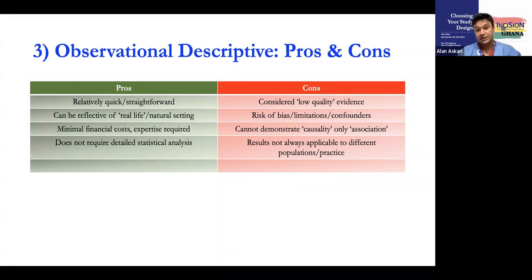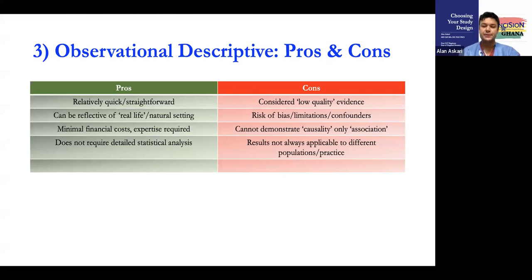They can also be reflective of real life. This is something that has really happened. This is an observation that you've really seen in real life. So, compared to the laboratory studies, which may not be so applicable to real life, observational studies are actually quite realistic because they're based on things that have happened. They usually incur next to no or very minimal financial costs, and they need minimal expertise, if any at all. They also do not require detailed statistical analysis.